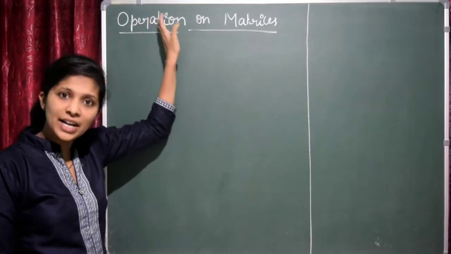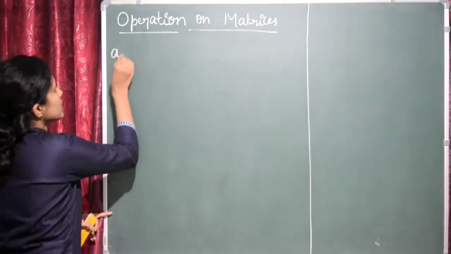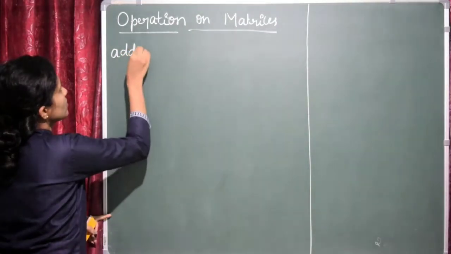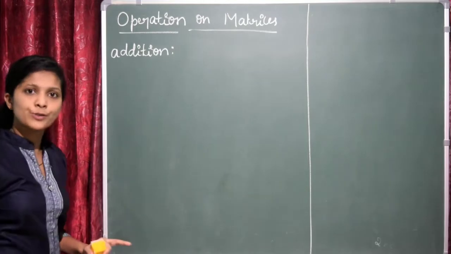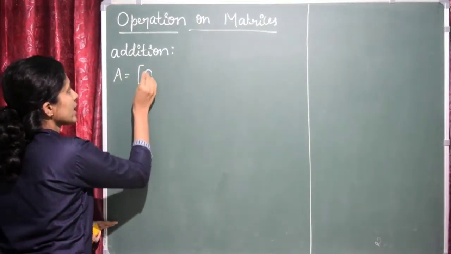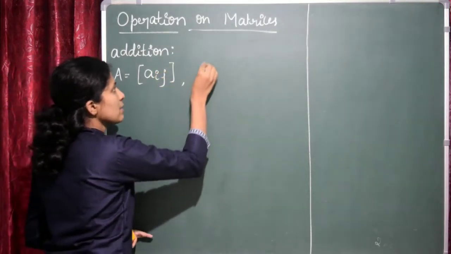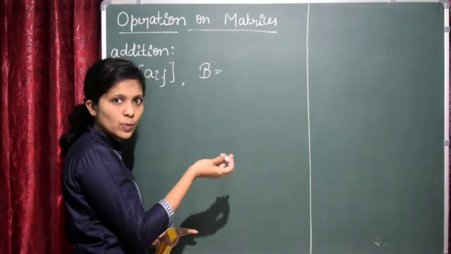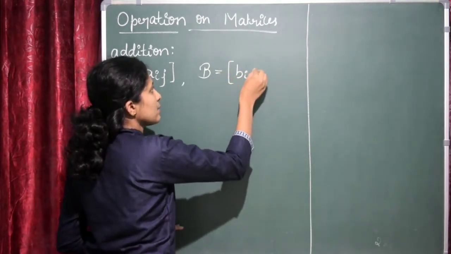Now we will see operations on matrices. We will see the addition, subtraction and the scalar multiplication. First we will see the addition of two matrices, okay? Addition of two matrices. Let me consider A is equal to Aij is one matrix, and we'll consider another matrix. To add we need at least two matrices, right?